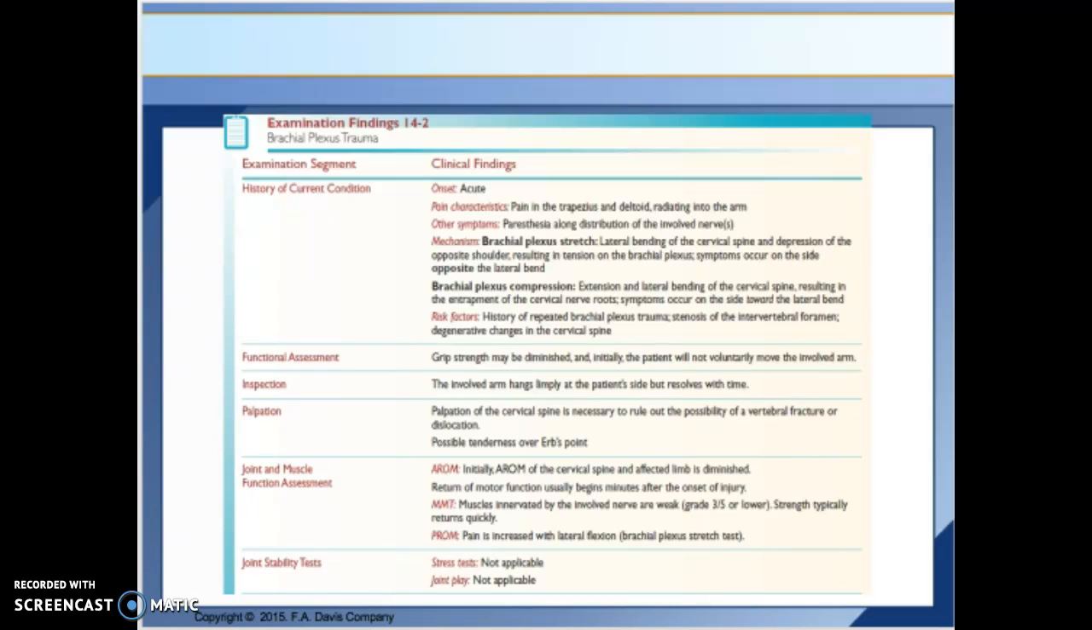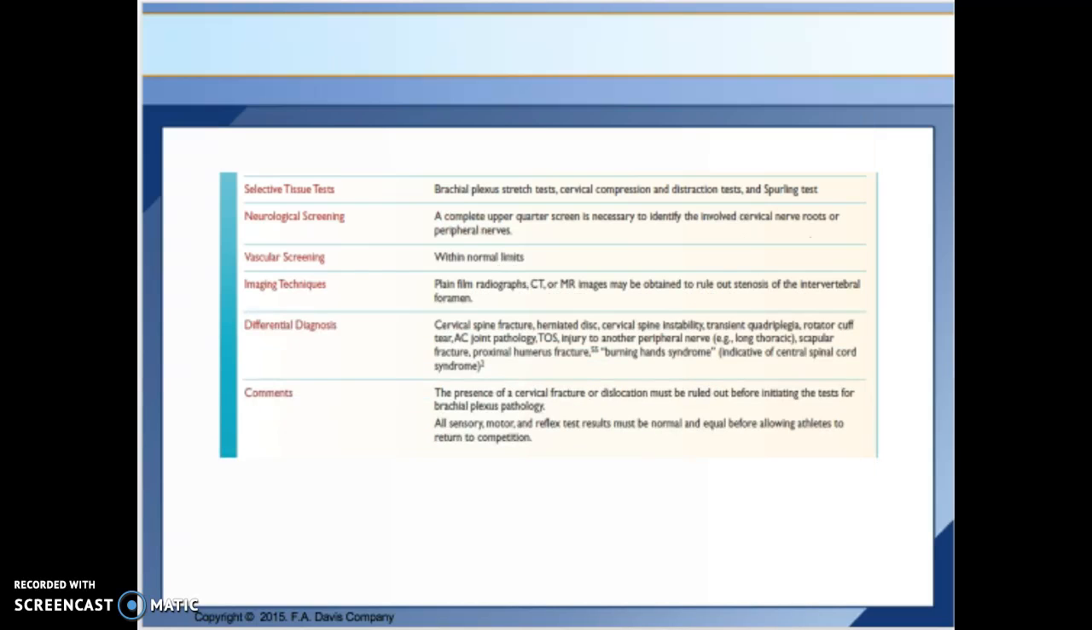All right, so you definitely want to palpate the cervical spine for the possibility of a fracture or dislocation, and there could be on palpation also, again, tenderness over Erb's point. Stability tests we would not do. Again, return of motor function usually begins within minutes after the injury occurs. Okay, we want to do the brachial plexus stretch test to diagnose this, cervical compression and distraction to rule out a cervical injury, as well as Sperling's test.